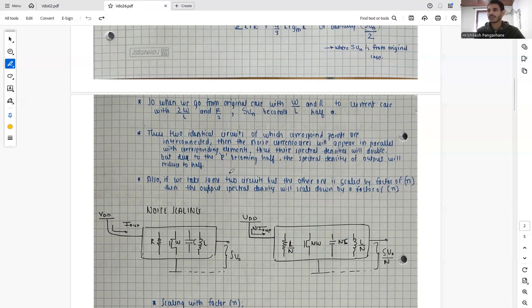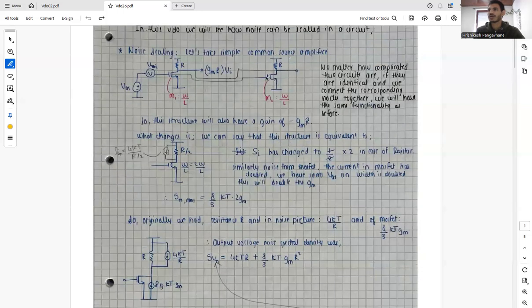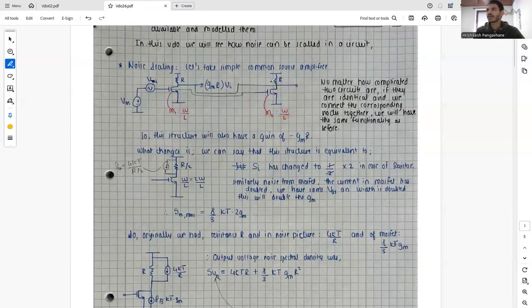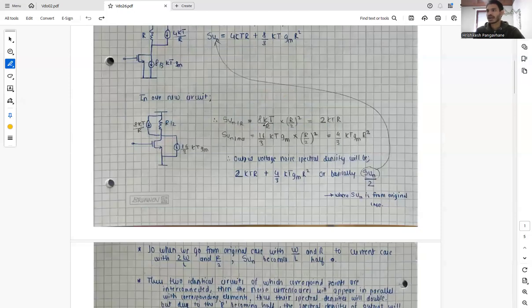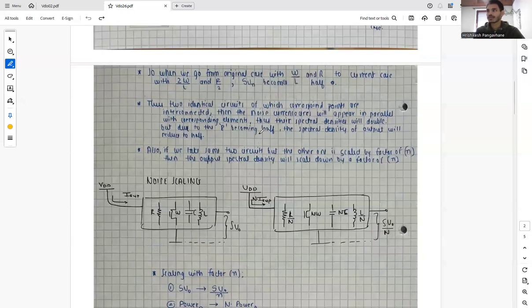And also, if we take two identical circuits, but the other circuit is scaled by the factor of n. So now here the other circuit is scaled by the factor of 1, because we have all the component values scaled by 1. Now if these values were scaled by some other factor, let's say the factor of n, then the output spectral density will scale down by the factor of n.